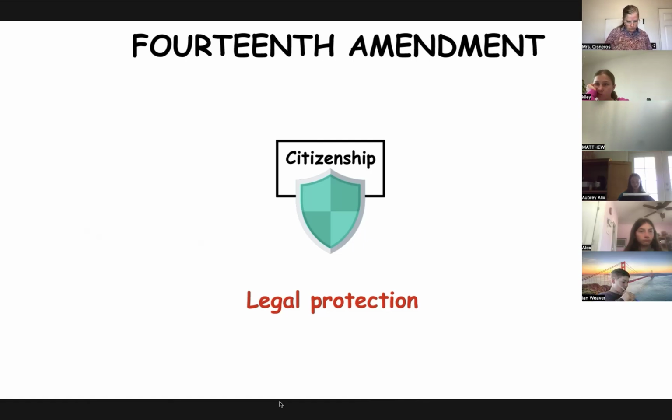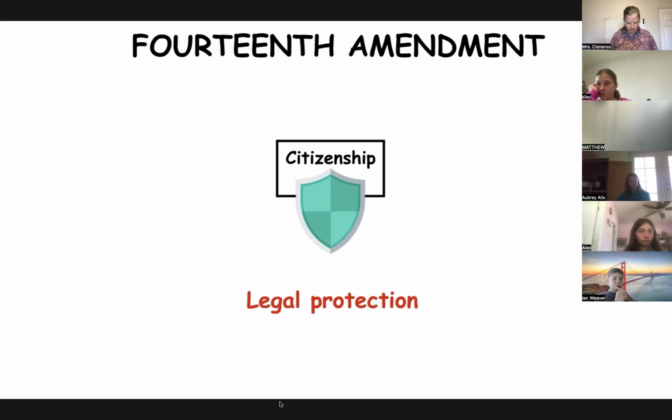18th Amendment initiates prohibition, making the manufacture, sale, and transportation of alcohol illegal, aiming to improve social conditions but ultimately leading to unintended consequences and the rise of illegal alcohol trade, demonstrating the complexities of legislating morality.